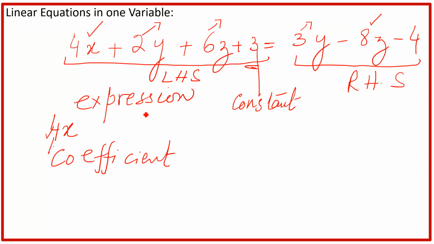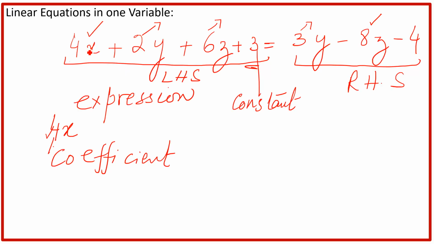Okay, move on to the linear equation. See, this is 4x. If I ask you what the variable is, x is the variable and this is the coefficient. So 4x is one term in which 4 is called the coefficient and x is the variable. Here the variable is y, here the variable is z.